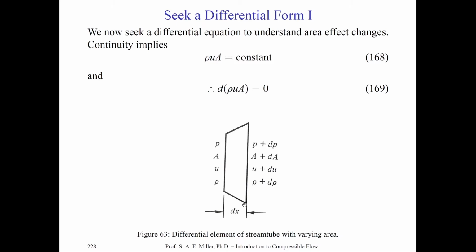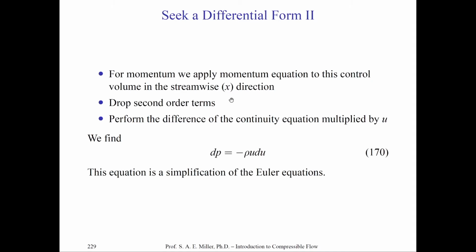We'll then linearize, because we're going a very small distance, and you'll see the differentials are very small. So two differentials, or differentials cubed, will become even smaller terms relative to just the first order and zeroth order differentials themselves. So we'll drop those. We'll then subtract the continuity equation and multiply by u through the whole equation. You can try this yourself as an exercise, and you'll find equation 170. You'll find that dp, the small change in pressure, goes as the negative of the density times the velocity times a small change du.